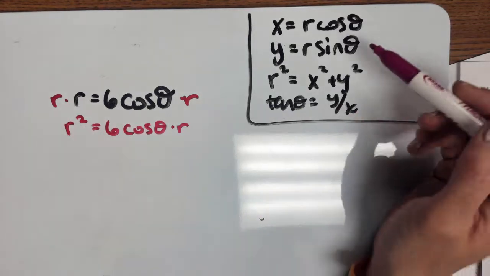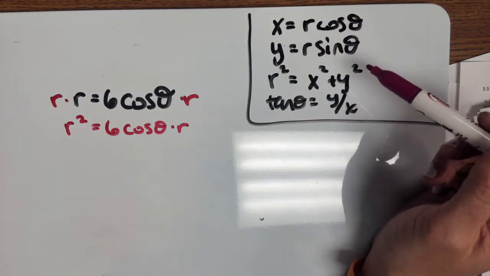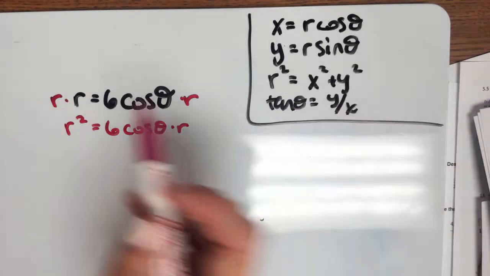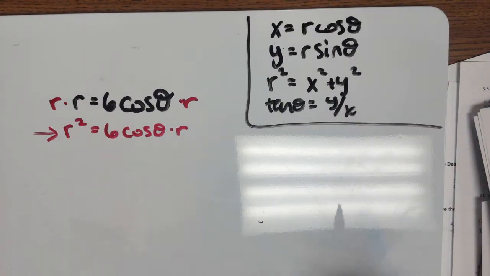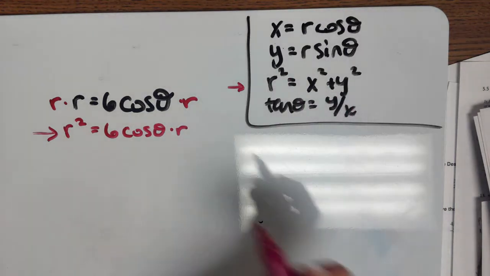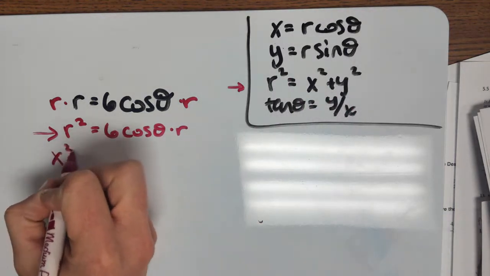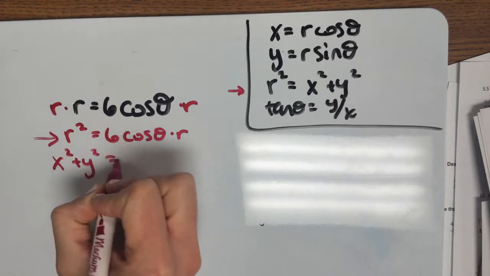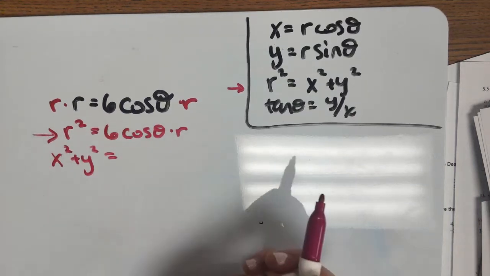And we've got to start using some of these little formulas over here to get into terms of x and y. So if you notice right here, we have r squared. Well, one of my formulas is that r squared is equal to x squared plus y squared.